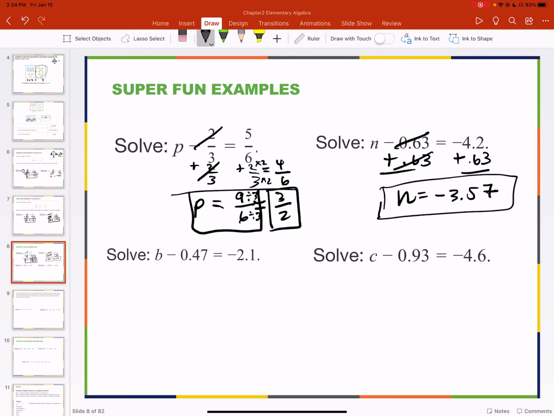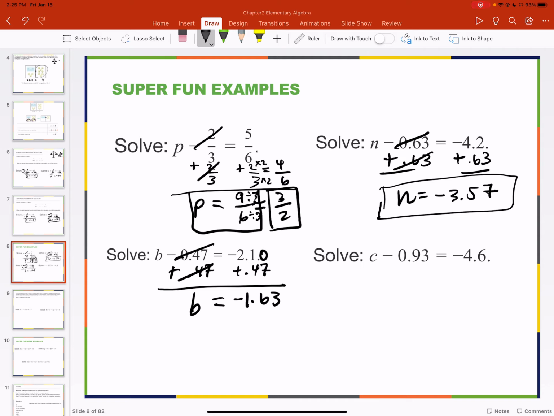All right, so let's continue here. We're just going to add 47 hundredths to both sides. And this cancels. We bring down the b. And on the right-hand side, again, it's going to be subtracting. So negative 2.10 plus 0.47. But remember, we're going to subtract, but we keep the sign of the larger. So it would be negative 1.63.